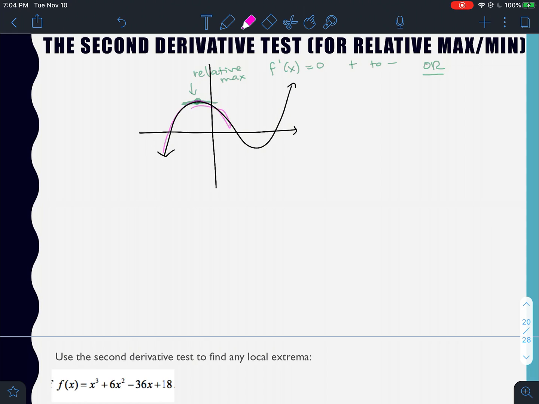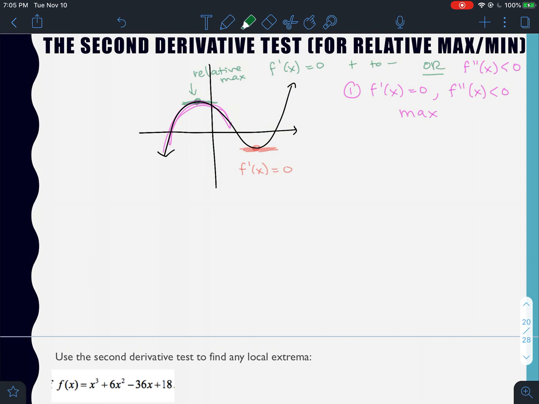Or we can know when the first derivative is 0, what's true about the second derivative at a maximum? What type of concavity exists right there? It's concave down. So if you're concave down, the second derivative is going to be less than 0. So if you know that the first derivative is equal to 0 and the second derivative is less than 0, then you're going to have a local maximum at that point.